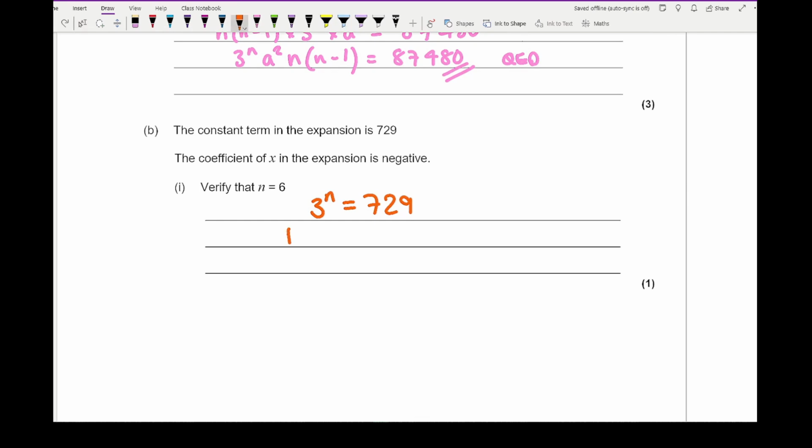So using logs, I get log base 3 of 729 equals n. And then all I have to do is type this into my calculator, which most modern calculators you can do now, where you can write it with the base, in which I get an n value of 6.